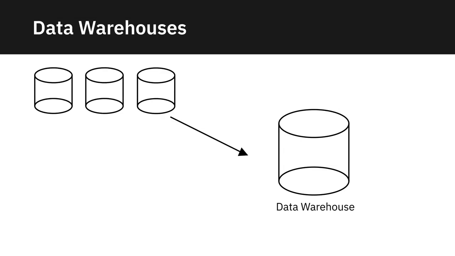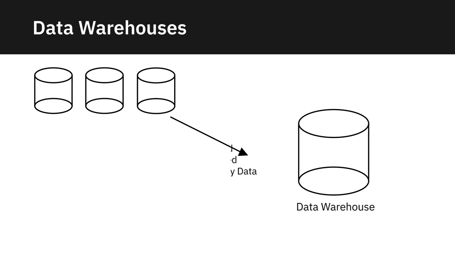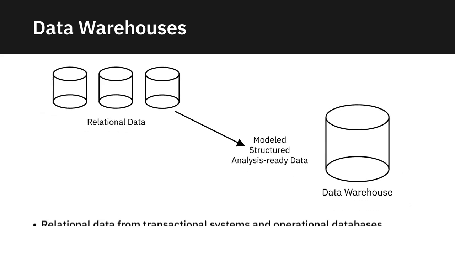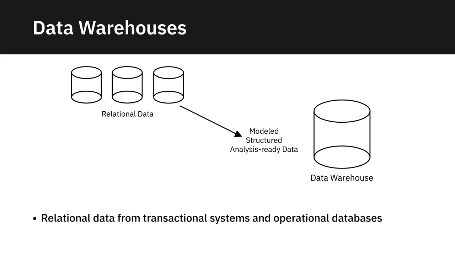Data warehouses serve as the single source of truth, storing current and historical data that has been cleansed, conformed, and categorized. When data gets loaded into the data warehouse, it is already modeled and structured for a specific purpose, meaning it's analysis ready. Traditionally, data warehouses are known to store relational data from transactional systems and operational databases, such as CRM, ERP, HR, and finance applications.